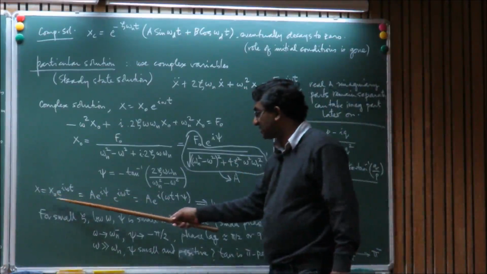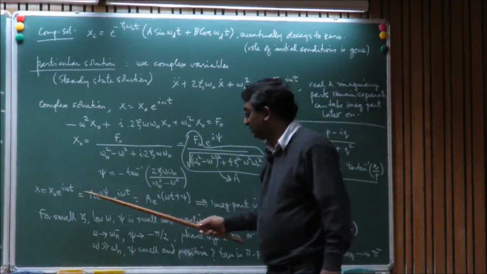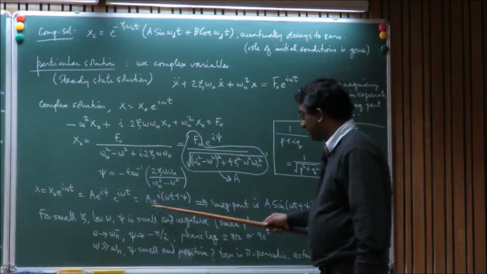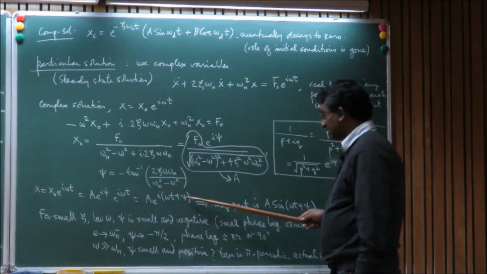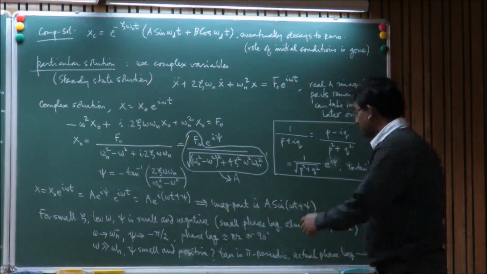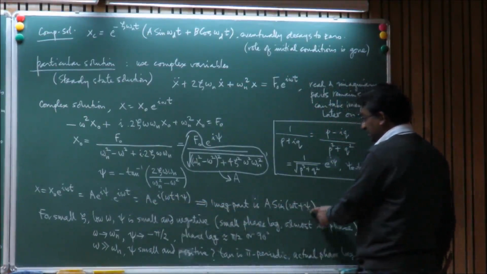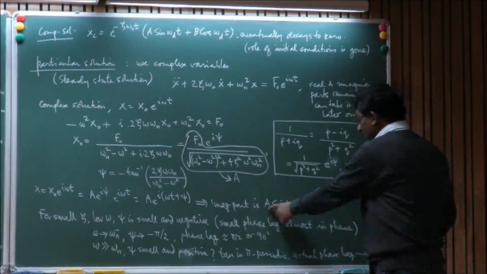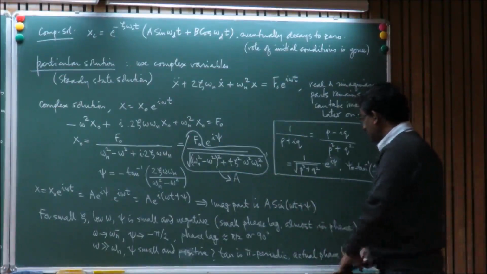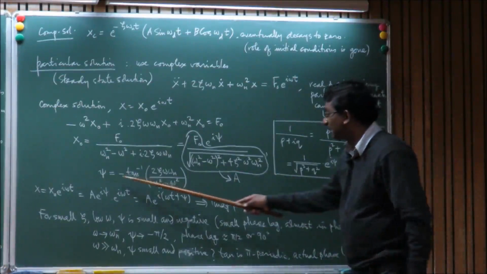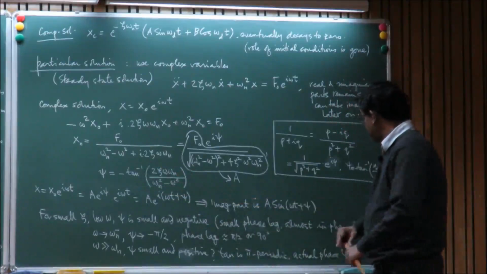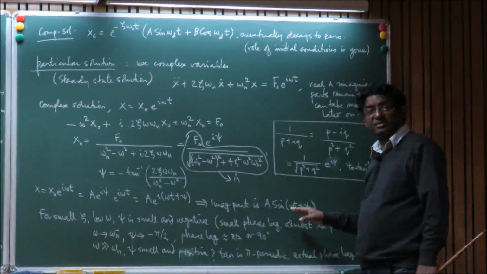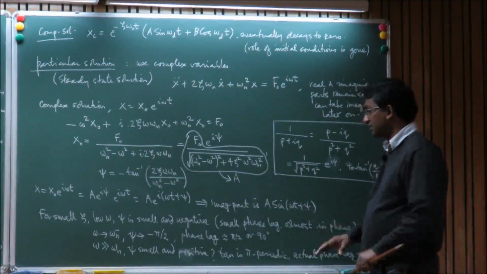So this x, x0 e to the i omega t, is A e to the power i psi times e to the i omega t, which is A times e to the i omega t plus psi. I take the imaginary part of that, and I get A sine omega t plus psi. So you can see I found the amplitude of the solution, and I found the phase of the solution. This phase is negative or positive, whatever it may be. This is how the solution is shifted. It is a sinusoidal solution, but it is shifted in time from the forcing.